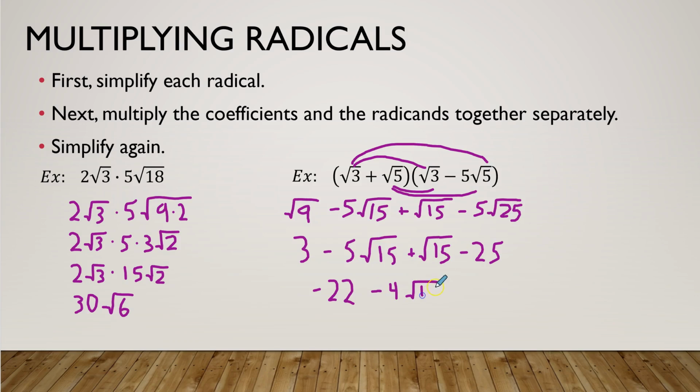So don't forget that we do not need to change the numbers inside of the radicals when we're adding or subtracting them. The numbers inside only change when we're multiplying radicals together, like the 3 times 3 giving me 9 in that case. So that's it for that example.